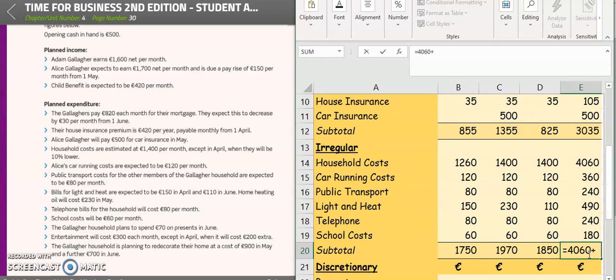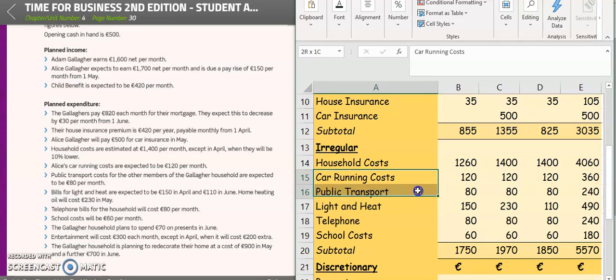And then you get the total: 4,060 plus 360 plus 240 plus 490 plus 240 plus 180 gives us 5,570. So just be careful with that one that I read incorrectly.